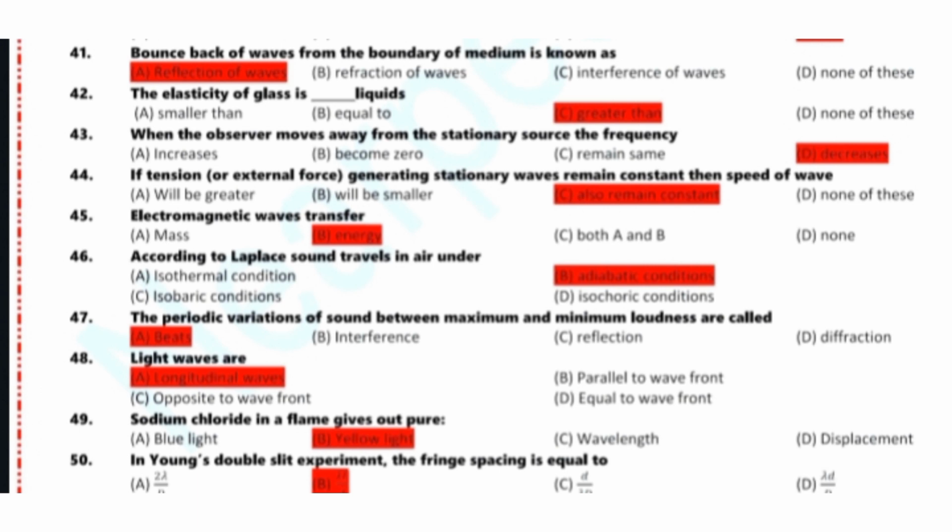Bounce back of waves from the boundary of medium is known as reflection of wave. The elasticity of glass is greater than liquids. When the observer moves away from the stationary source, the frequency decreases. If tension generating stationary waves remains constant, then speed of wave also remains constant.